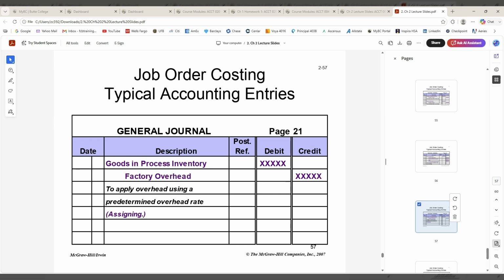Number 10, how is overhead applied to jobs? Why do we use these methods? Where does the year-end adjustment go? So this is kind of like what we're talking about right here. We're applying this using a predetermined overhead rate. That's how it's applied to jobs.